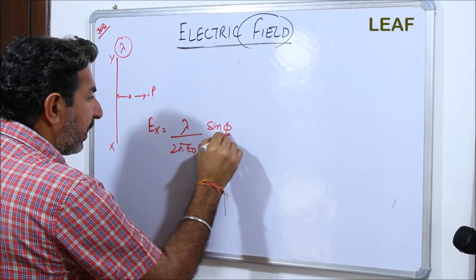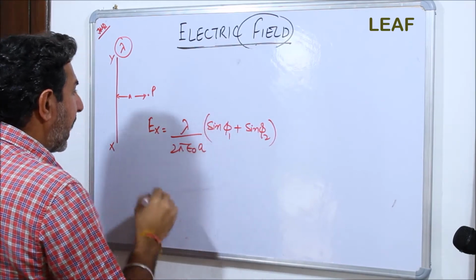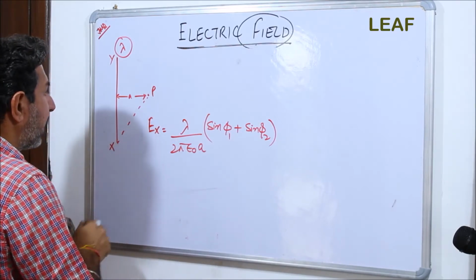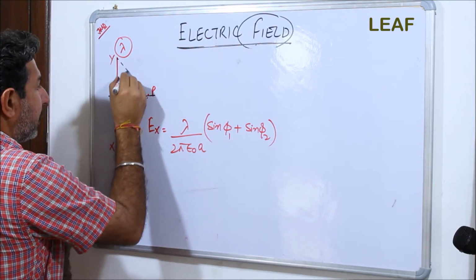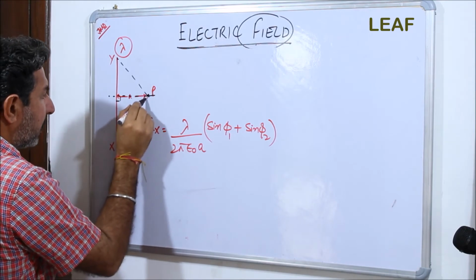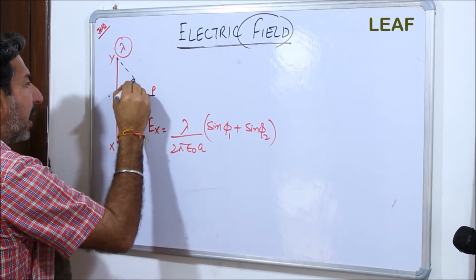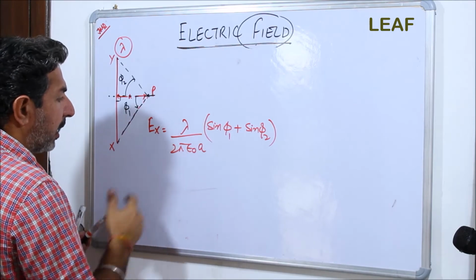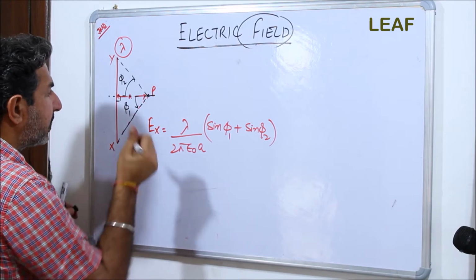sine phi 1 plus sine phi 2. And what is phi 1, phi 2? Let me make it like this. So this is the point P on this line, and this angle, say, is phi 1, and this angle, say, is phi 2. So it is sine phi 1 plus sine phi 2 divided by 2 pi epsilon naught into A. And this is Ex.